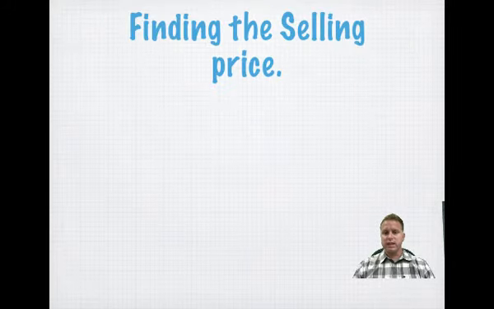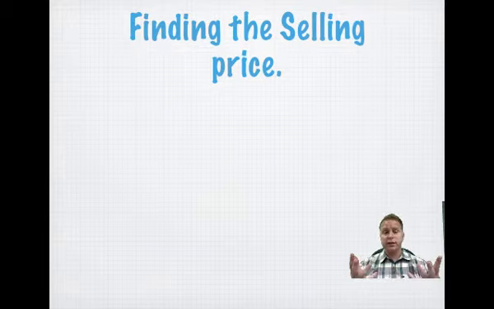So now we want to find the selling price. When you go to the store and you buy something, that's not the price they paid at the store. They have what's called a markup because they need to make a profit. They have to pay for their rent. They have to pay their employees. They have to pay insurance. They have to pay taxes. They have to pay utilities. There's all kinds of things that go into selling something.